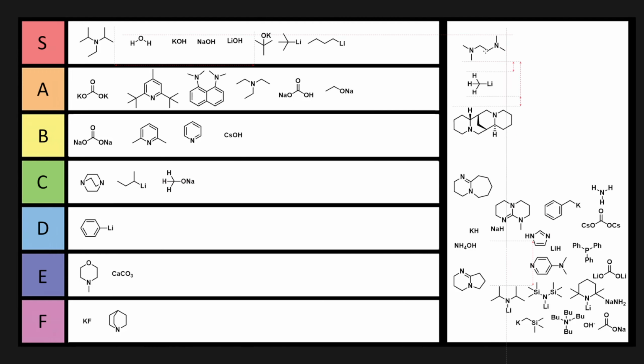So there's this base here, which is a base on its own called tetramethylethylenediamine, or TMEDA. This can be used as a base, but it's also frequently used as a ligand. And it turns out that if we combine this with n-butyllithium, we have an extremely basic butyl anion. And so you can often do CH lithiations of arenes when combining n-butyllithium with TMEDA. So I'm going to put these both together in S tier because they're so useful together.